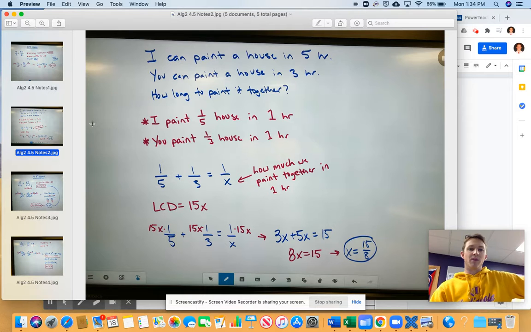And then we have a word problem. So I can paint a house in 5 hours. You can paint a house in 3 hours. How long does it take us both to paint the house together?